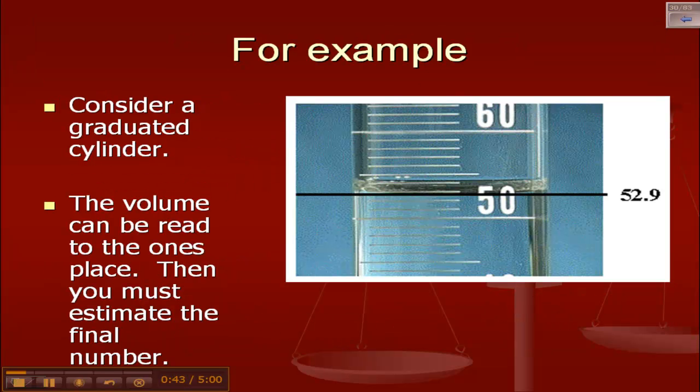So if we look at a graduated cylinder here, remember that you read the bottom of the meniscus for the graduated cylinder. You can read to the ones place. So this long line here is 50, this long line here is 60. So there's 10 lines, or 10 divisions here. So each line would be 1 milliliter. Then we estimate the final answer. Because our water line is not exactly on 53, it's just below, we report that as 52.9. Now if it is exactly on there, you would report it as 53.0.